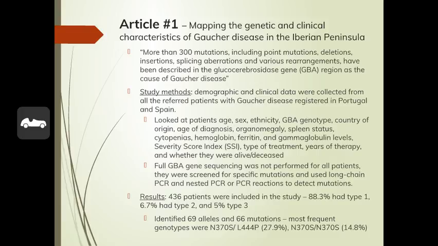In this study, they looked at demographic and clinical data from all of the referred patients with Gaucher disease registered in Portugal and Spain. They looked at the patient's age, sex, ethnicity, GBA genotype, country of origin, age of diagnosis, organomegaly, spleen status, cytopenias, hemoglobin, ferritin, and gamma globulin levels, severity score index, type of treatment, years of therapy, and whether the patients were alive or deceased.